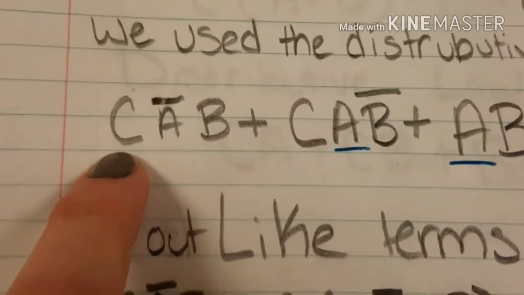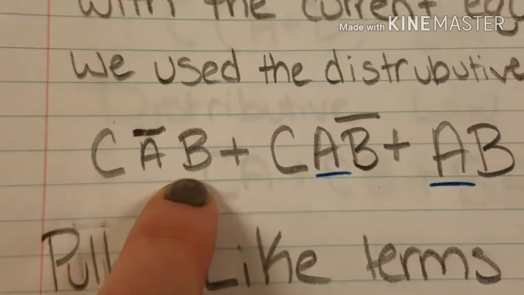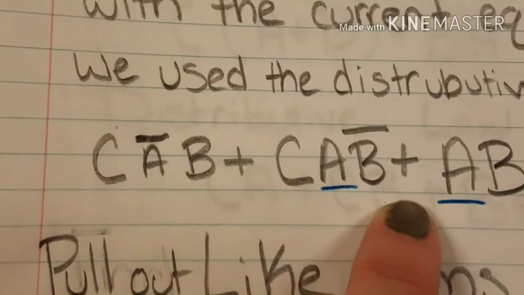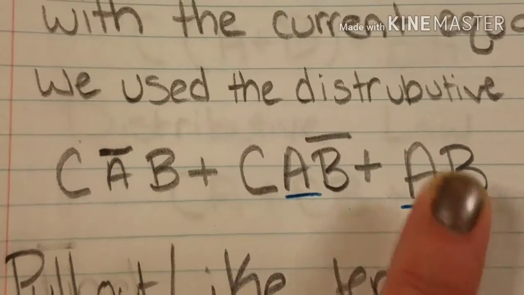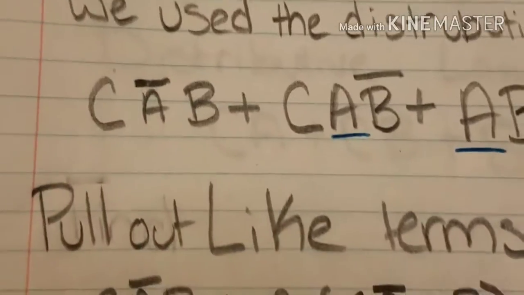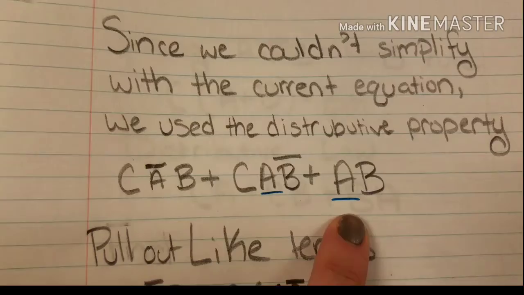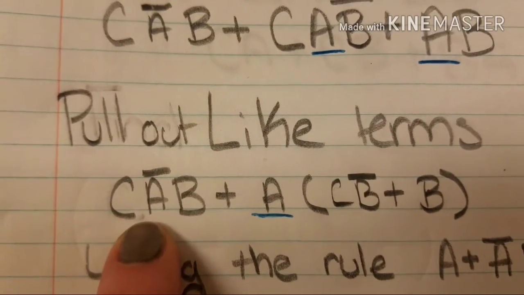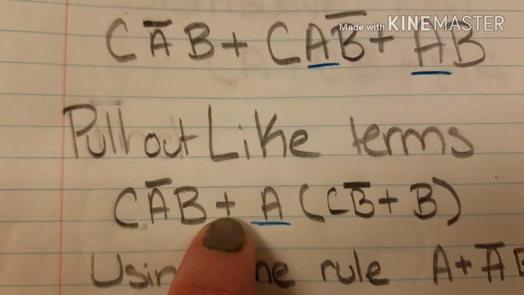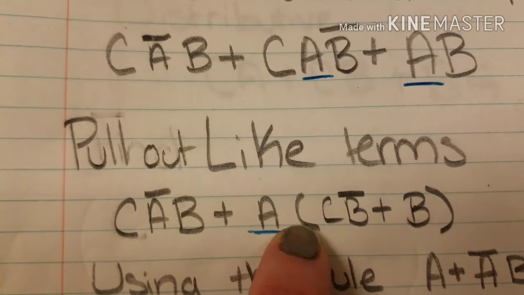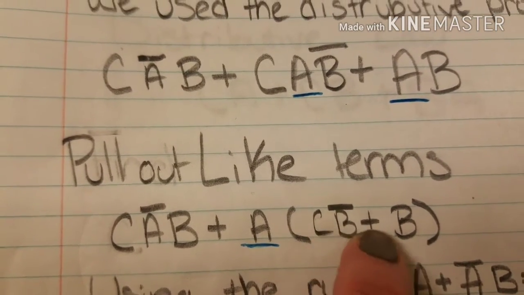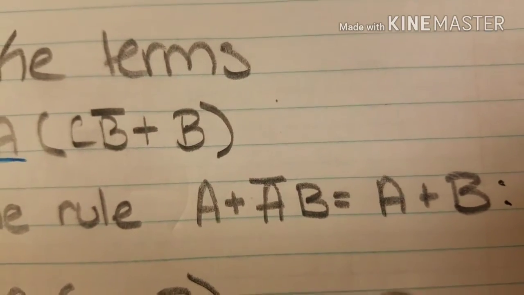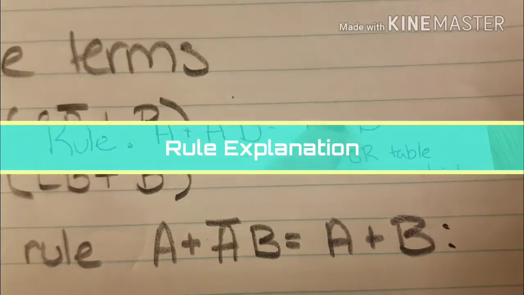As you can see, we have C and not A and B, or C and A and not B, or A and B. As you can tell, we're going to pull out like terms again, so that's why you've got the blue under both of these A's. When you pull out those like terms, it's going to give you C and not A and B, or A and C and not B, or B. So we're going to use that A or not A and B equals A or B.